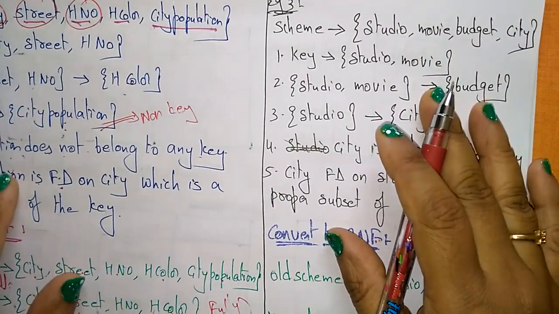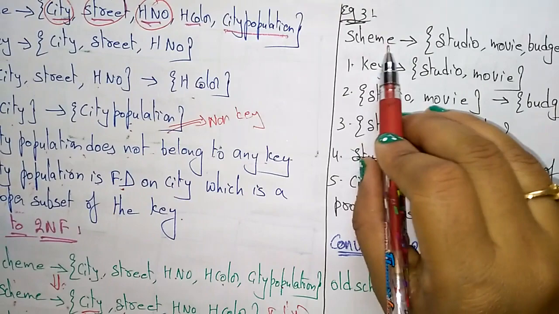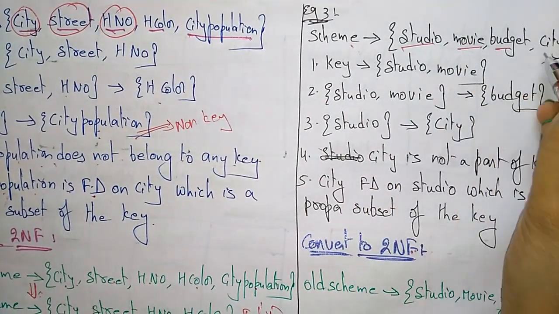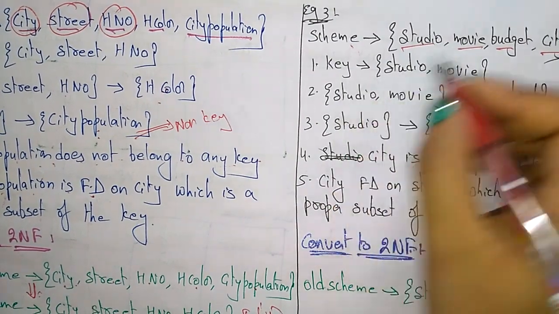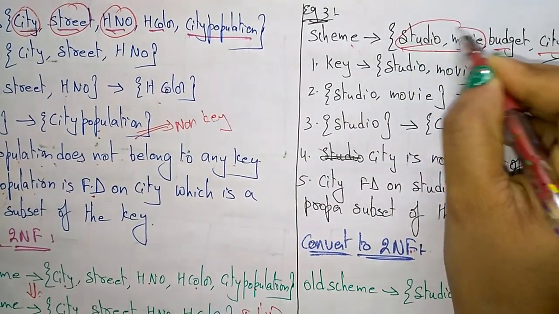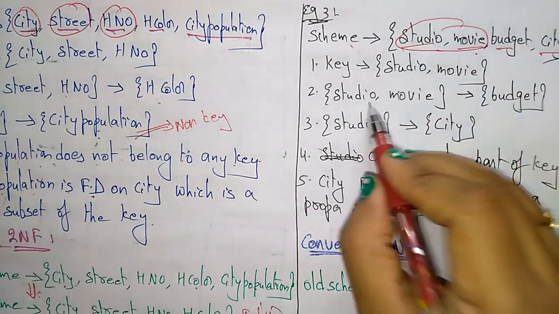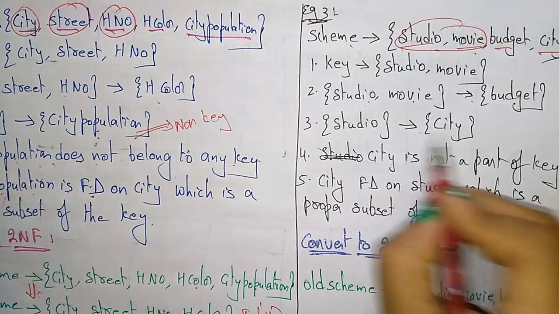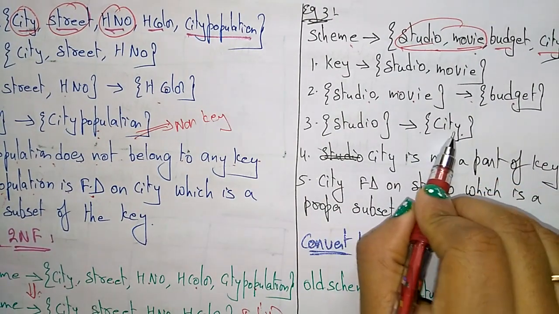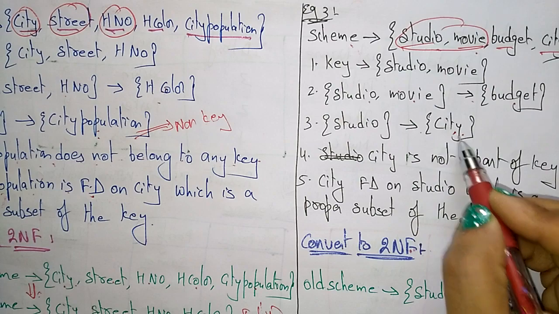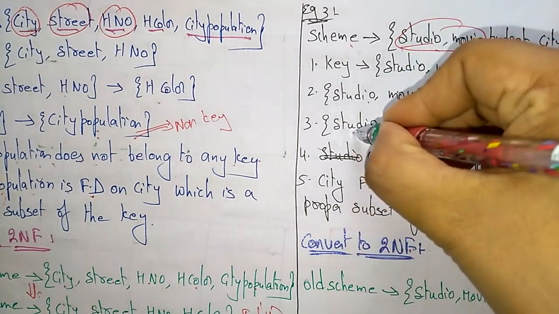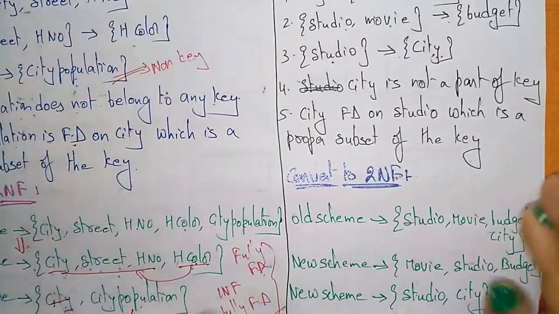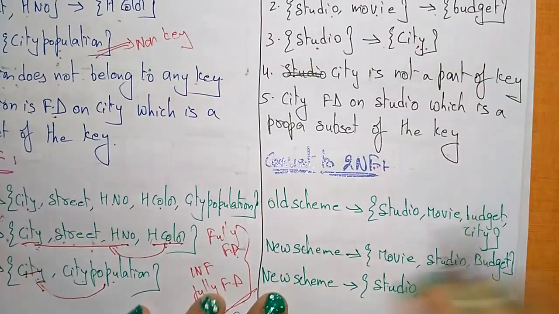Let's see another example. I have taken a schema, a table consisting of the attributes studio, movie, budget and studio city. The keys here are studio and movie. These two keys determine the budget, and studio determines the city. So city is not part of a key; city is functionally dependent on studio, which is a proper subset of the key. Now convert this into 2NF.